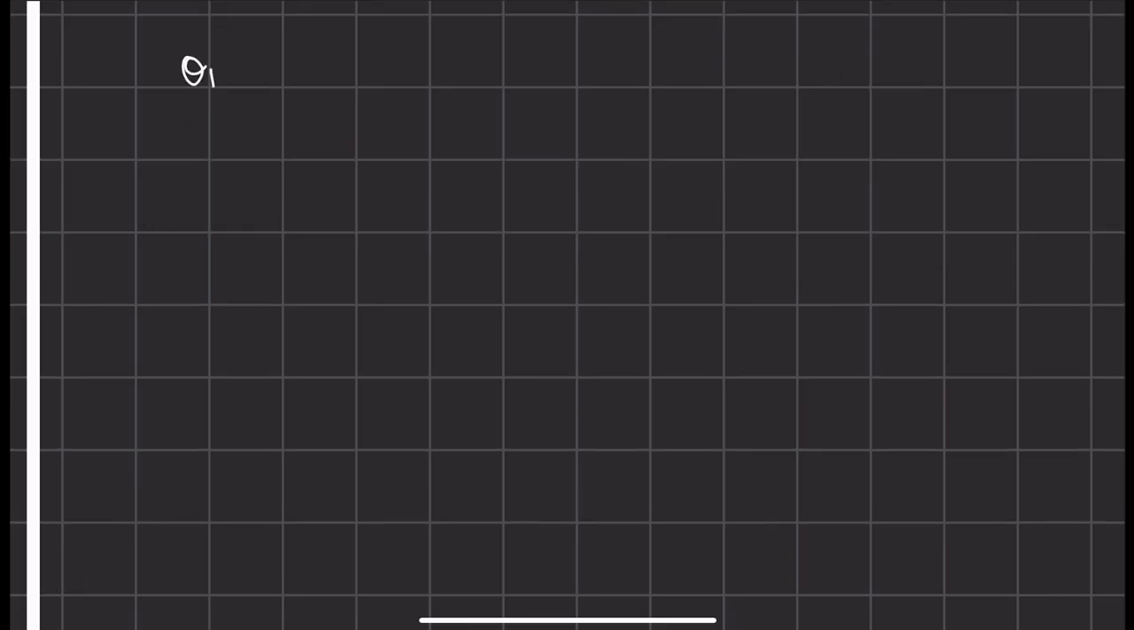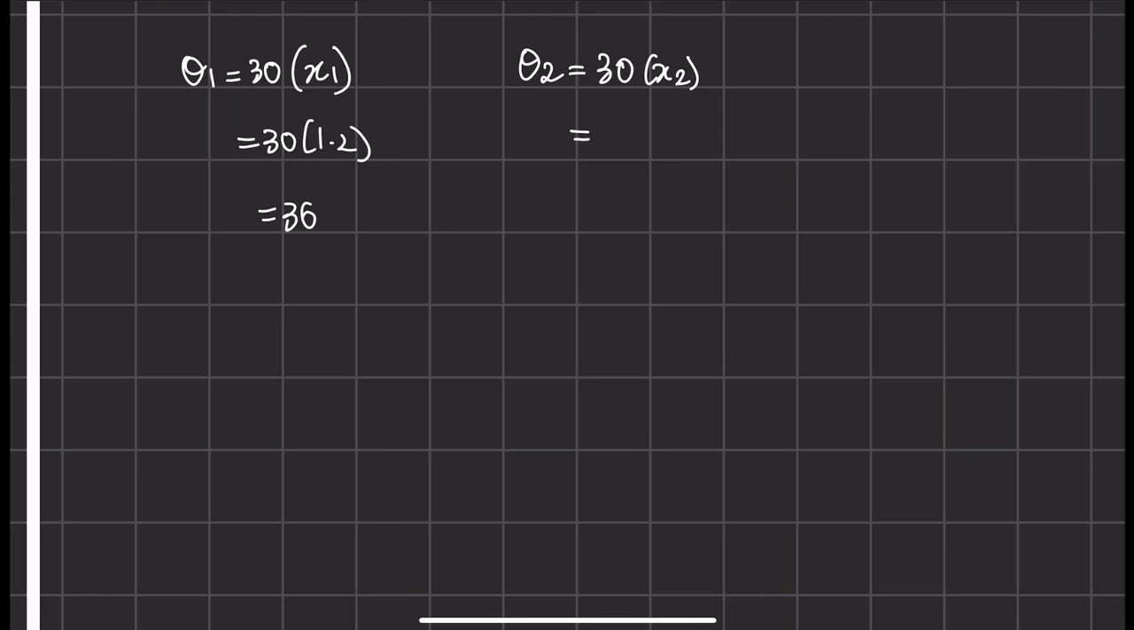Theta 1 is equal to 30 into x1, which is going to be 30 into 1.2, which is 36. Theta 2 is equal to 30 into x2. Here 30 into 2.5, which is 75. Theta 3 is equal to 30 into x3, which is going to be 30 into 3.8, which is 114.